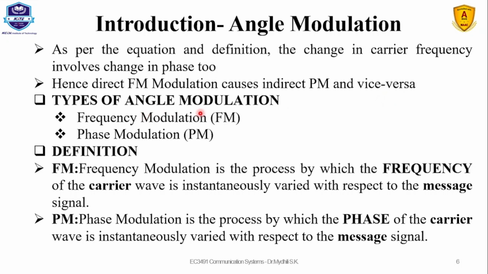What are the types of angle modulation? As we are directly involved with frequency and phase, it is divided into two cases: frequency modulation and phase modulation. The general definition of frequency modulation and phase modulation is given here. Frequency modulation is the process by which the frequency of the carrier wave is instantaneously varied with respect to the message signal. As for the phase modulation case, the phase of the carrier is instantaneously varied with respect to the input message signal.